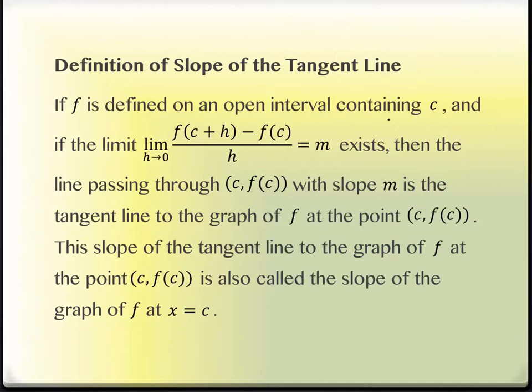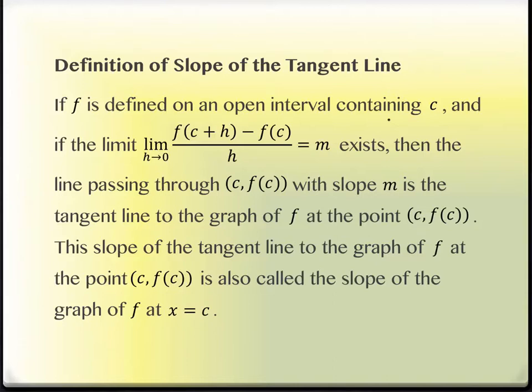So then the line passing through (c, f(c)) with slope m is the tangent line to the graph of f at the point (c, f(c)). That is the slope of the tangent line to the graph of f at the point c. It is also called the slope of the graph of f at c.